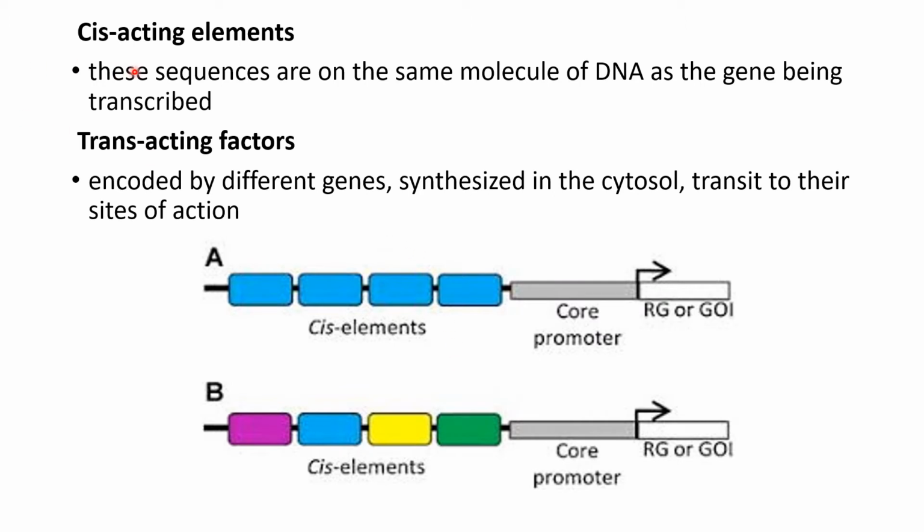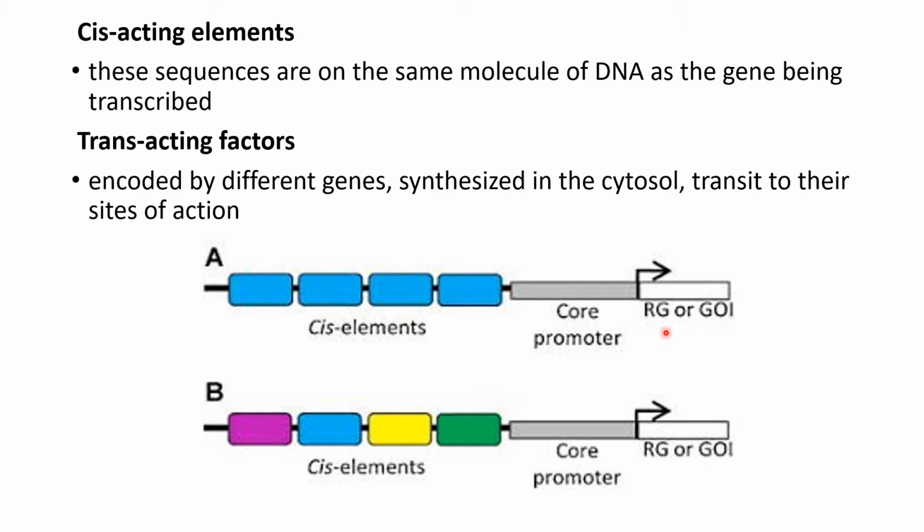Cis-acting elements are basically the nucleotide sequences which are present on each gene so as to regulate the expression of each gene. These elements lie on the same DNA on which the gene is present, so they are known as cis-acting elements. Here two sets of cis-acting elements are present for both genes. Each gene carries its own elements. Elements mean the nucleotide sequence.